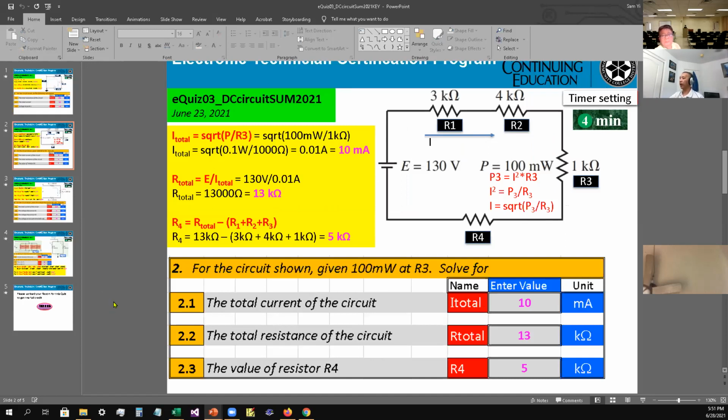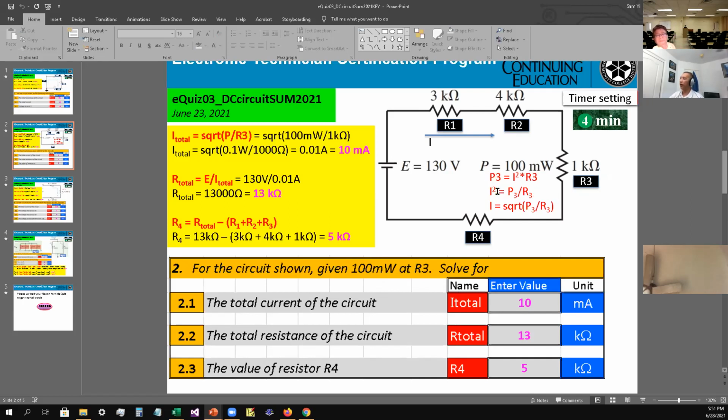Okay, so this is the next one. This one is a series circuit too, but it's missing R4. They don't tell you what R4 is. You're only given a certain amount of information, and you use that to solve the equation. You're given that the power at R3 is 100 milliwatt. So P3 equals I squared times R3. We're going to have to solve this equation first.